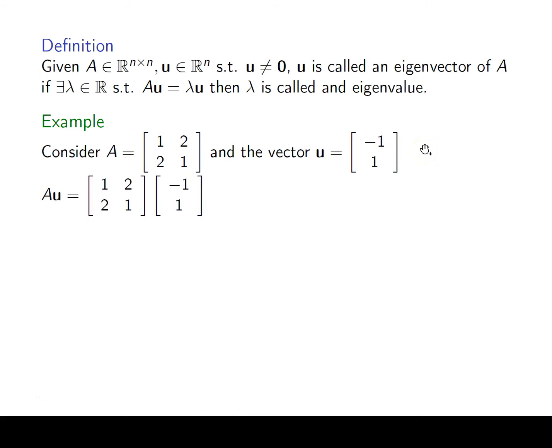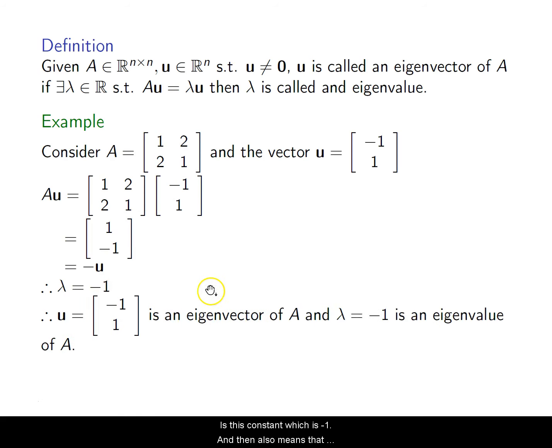Okay. If I multiply these together, then I'm going to get 1, negative 1, which if you notice is the same thing as u if I were to change the signs on both entries. So A times u is just negative u. That means that my lambda is this constant, which is negative 1. And that also means that u is an eigenvector. Now, if I had chosen a different vector, it probably would not have worked out this way.